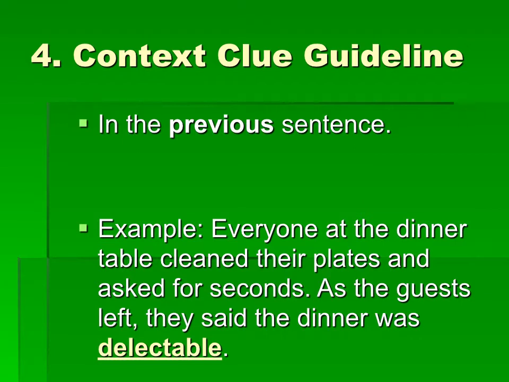Here, the meaning of delectable is found in the sentence before. It doesn't come right out and tell us what delectable means, but you'll have to use some of your inferring skills, putting those puzzle pieces of meaning together to figure out what delectable means. If we look at that sentence beforehand, it says, everyone at the dinner table cleaned their plates and asked for seconds. Well, if someone does that, then they probably like the meal. They wouldn't ask for seconds if they thought it was gross. So delectable probably means good tasting.